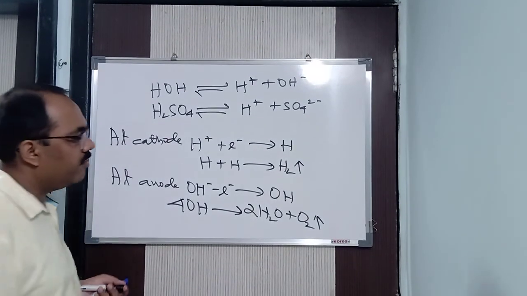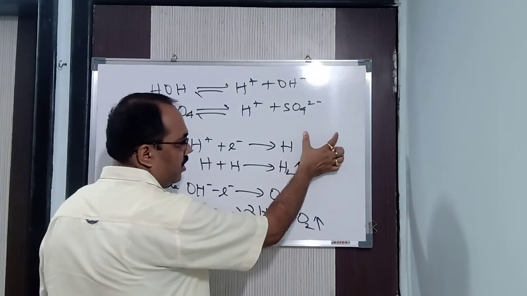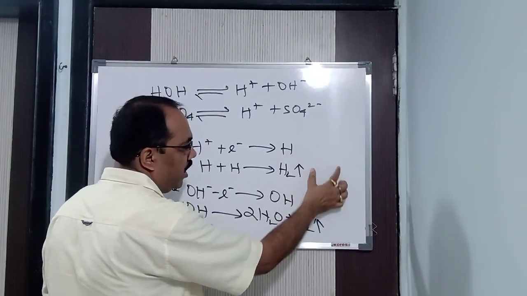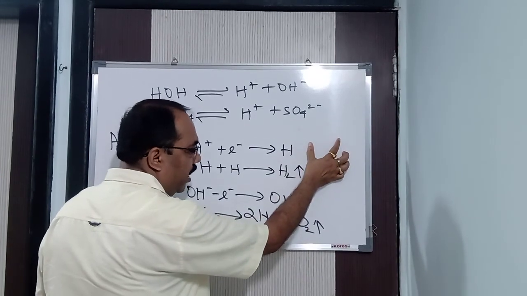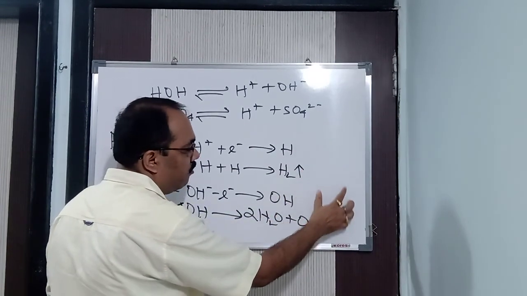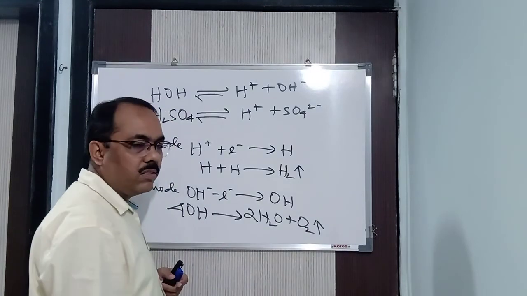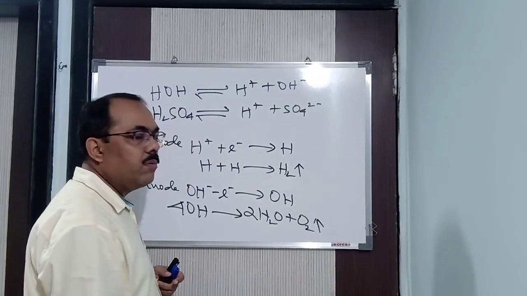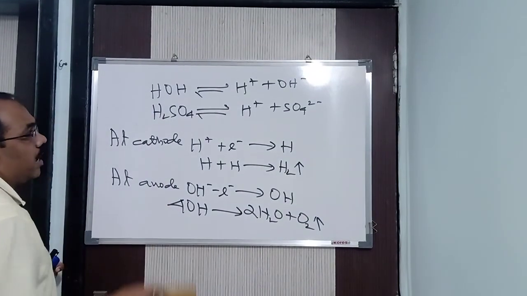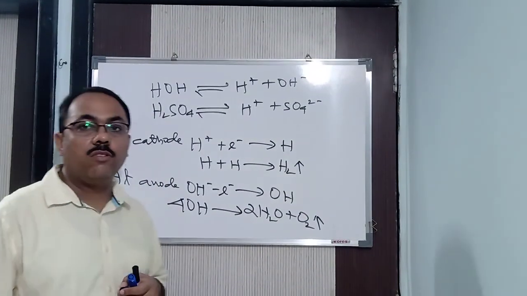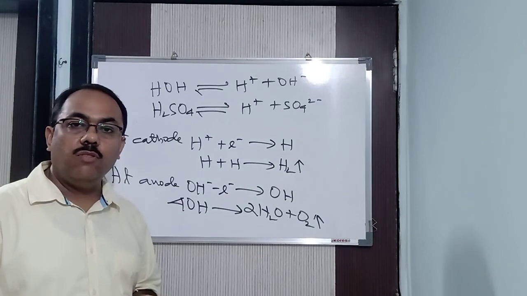Why? Because in the negative, first comes sulfate, then iodide, bromide, chloride, fluoride, and the last is hydroxide. Very simple. So you don't need to remember the negative one; it is very easy to remember. In this way you can see how hydrogen and oxygen gas are collected by the electrolysis of acidulated water. Thank you.